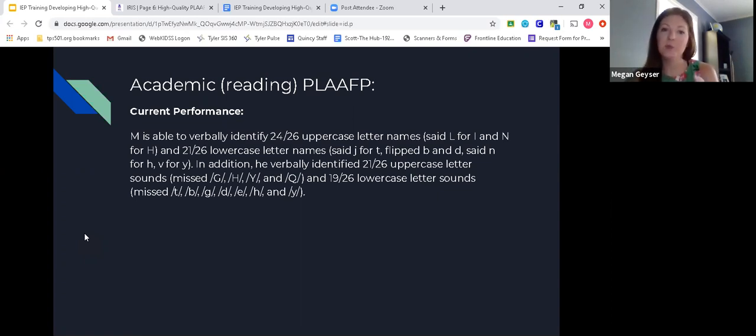And I just want to point out here on those lowercase letter sounds, the errors that he made are common with the letter names he did not know.